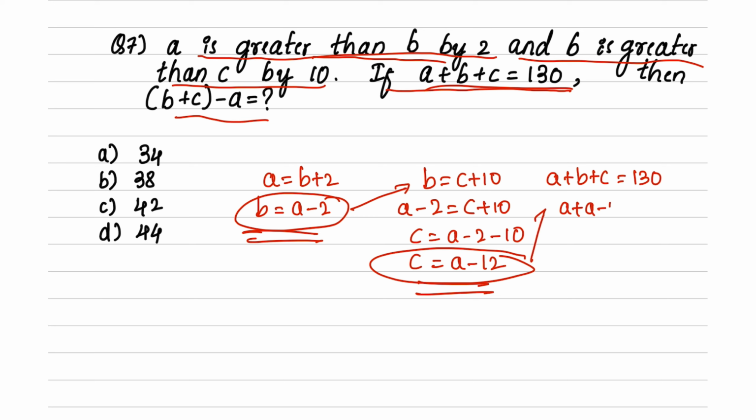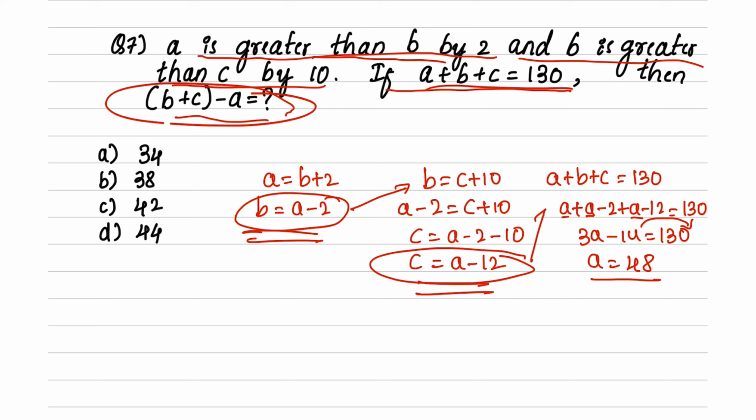A plus a minus 2 plus a minus 12 equal to 130. So 3a minus 14 equal to 130. So finally a will be 144 by 3, which is 48. So the a value is 48. If you put the a value in here, you will get b as 46. And if you put the a value here, you will get c as 48 minus 12, which is 36.